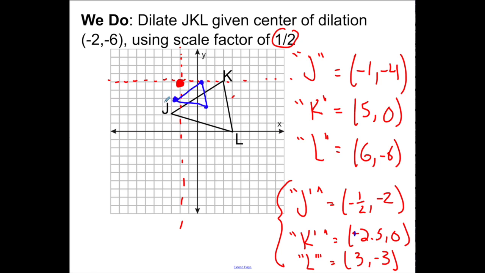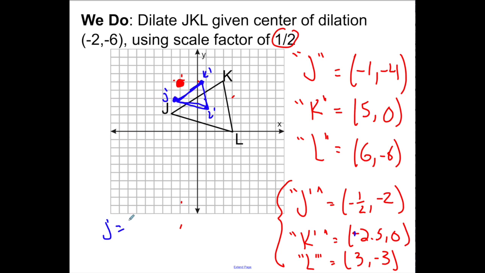Here's my brand new points. So J prime, K prime, L prime. Drop that original. If you do dotted lines, get rid of them in the end because they're going to be really confusing. And here we go. Now, in the end, if I ask you to state your points, it is good to be able to get back to reality and state my points.